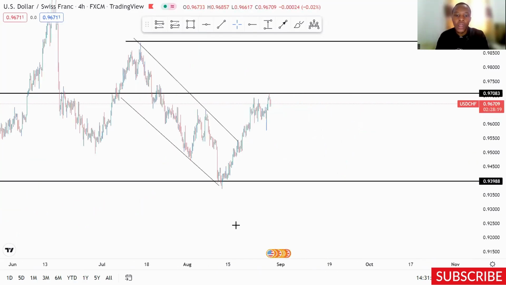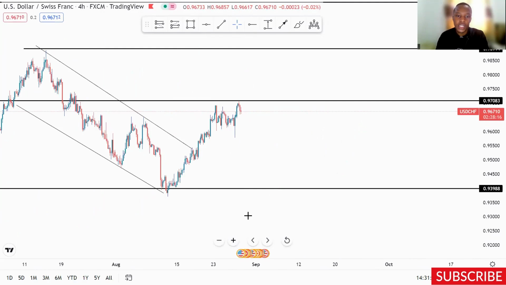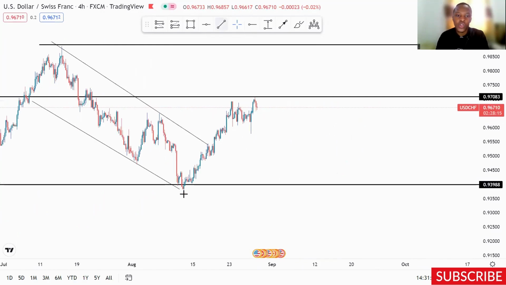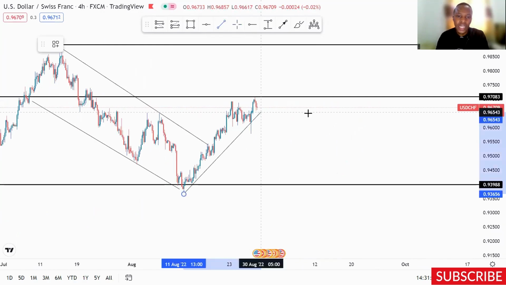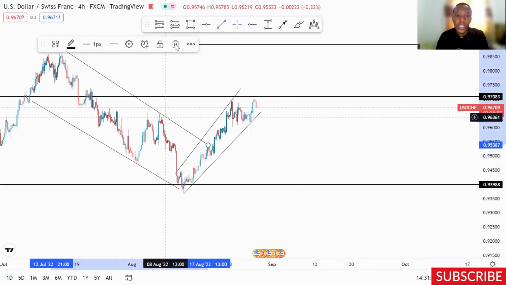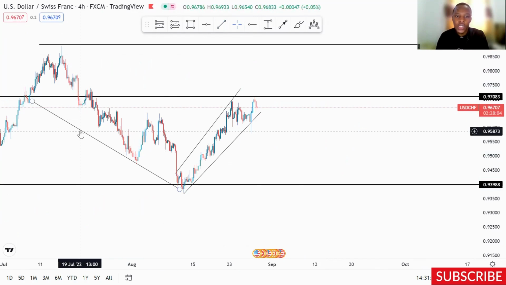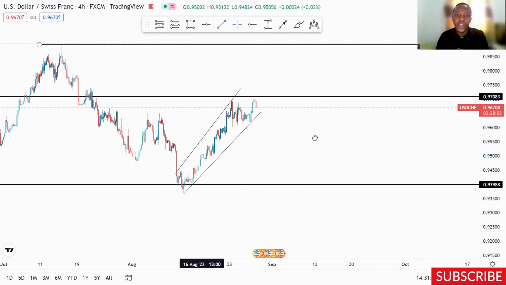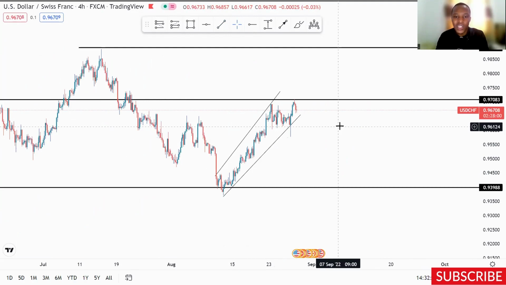Okay, so if you can see now, we also have this type of pattern, this corrective thing that I was seeing also on the DXY. So the US dollar and the Swiss franc move almost the same as the DXY. So if you're analyzing US dollar Swiss franc, you already have a sense of what is most likely to happen on the DXY, right?